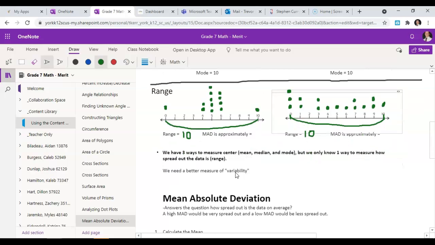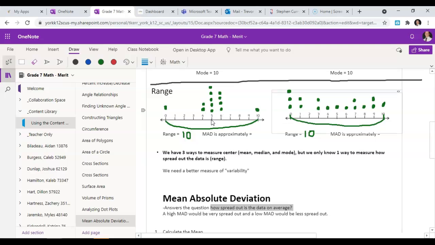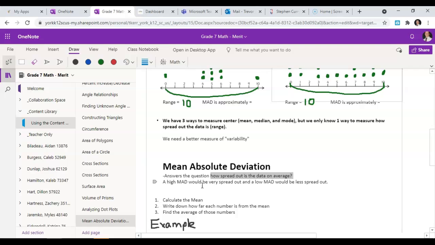So in comes mean absolute deviation. Mean absolute deviation answers the question, how spread out is the data on average? That's the question we're trying to answer here, because I know that both of these are spread out by 10, but this one is a lot more consistent on average, whereas this one's a lot more spread out on average. And so that's what we're trying to answer here with the mean absolute deviation.